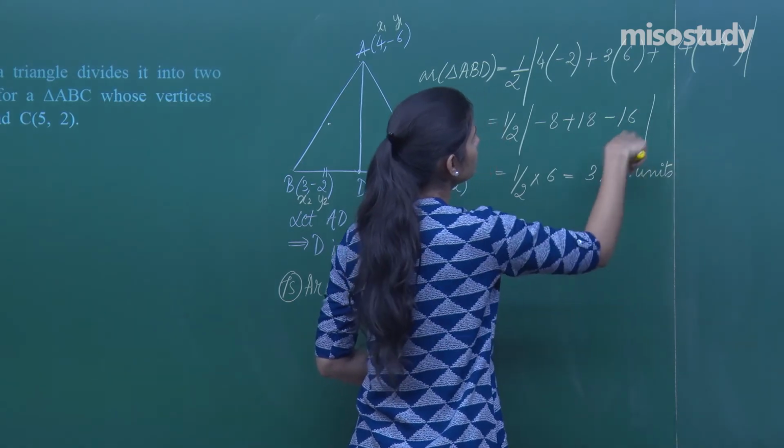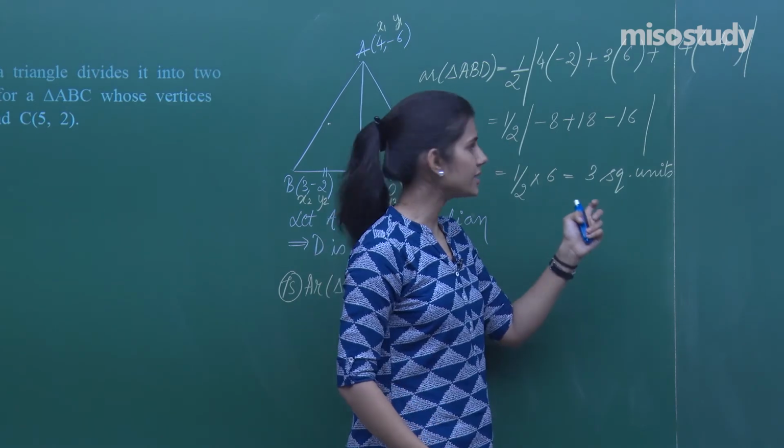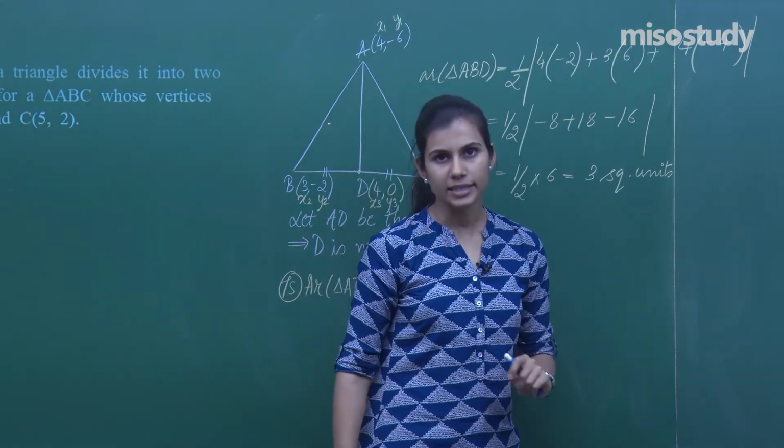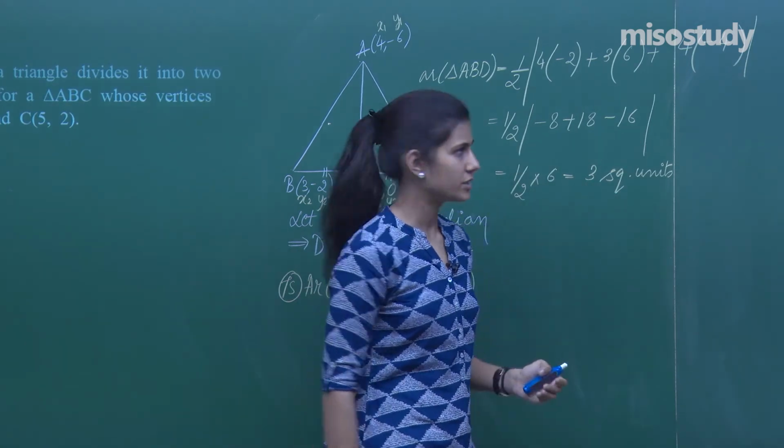It's very important to put mod. You can see over here, if you don't put mod, you will be getting minus 6 upon 2, that is minus 3 square units as the area, but area can never be negative. And that is why you have to put the mod sign.